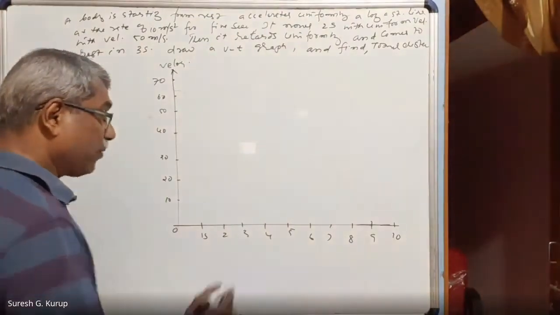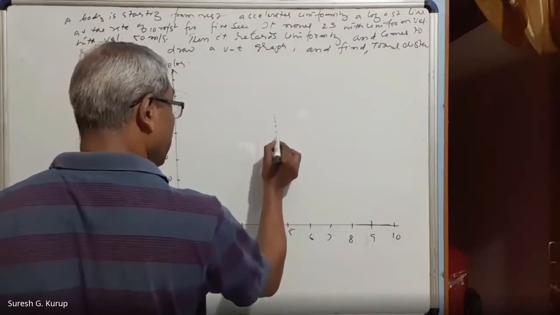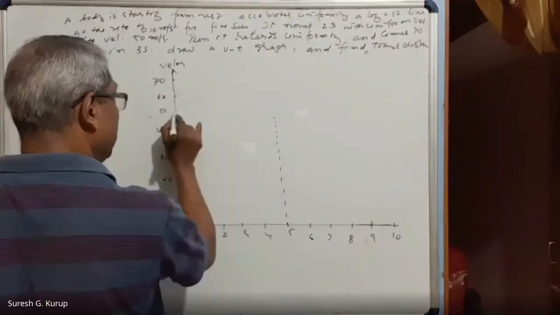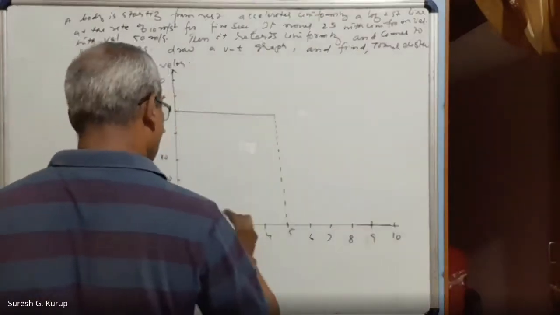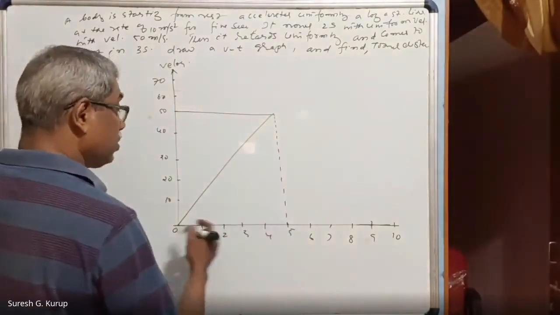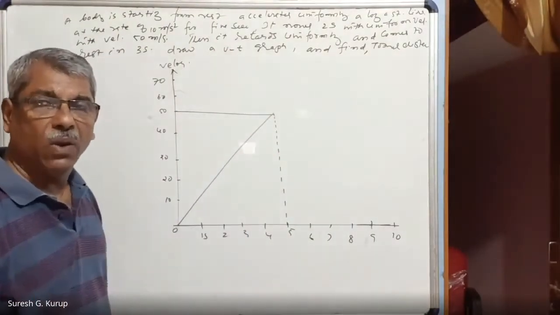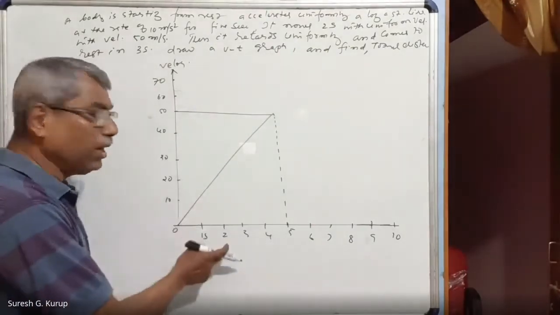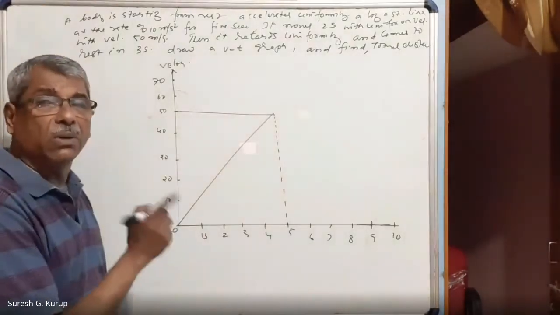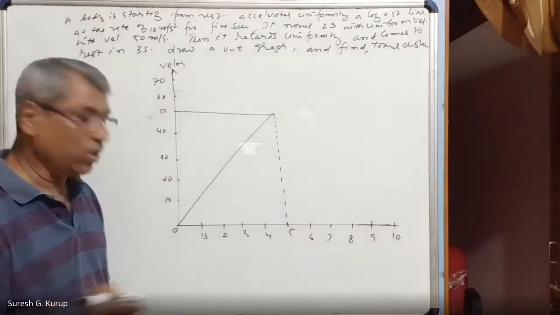In this case, up to 5 seconds the body is traveling with a uniform acceleration, and after 5 seconds with a velocity of 50. So the graph is made like that. When a body moves with uniform acceleration, the velocity-time graph is a straight line inclined to the x-axis. Why does this graph start from the origin? Because it is given in the question that the body is starting from rest. Therefore, initial velocity at t equal to 0 is 0.